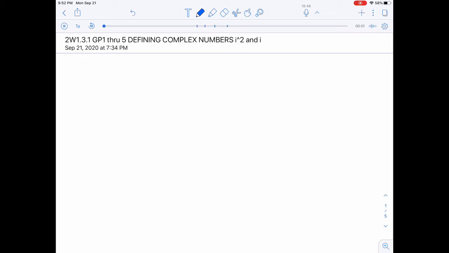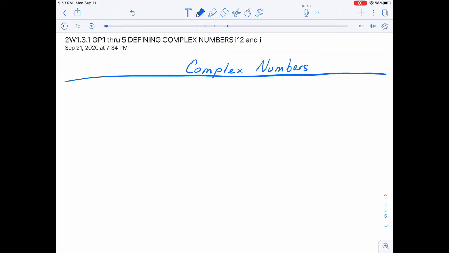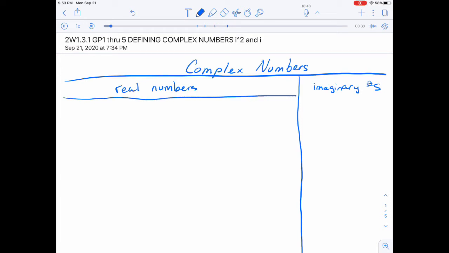Let's discuss the set of complex numbers. Complex numbers are made up of the set of real numbers and imaginary numbers. Real numbers are made up of both rational numbers and irrational numbers.